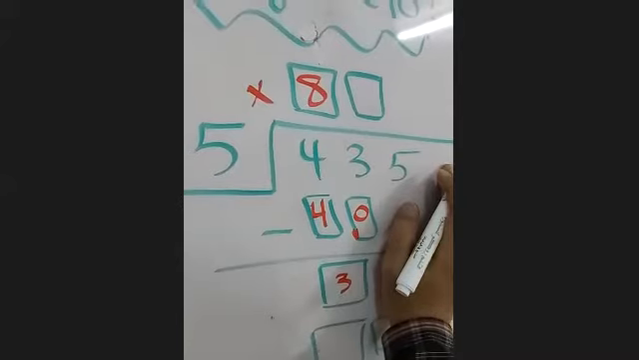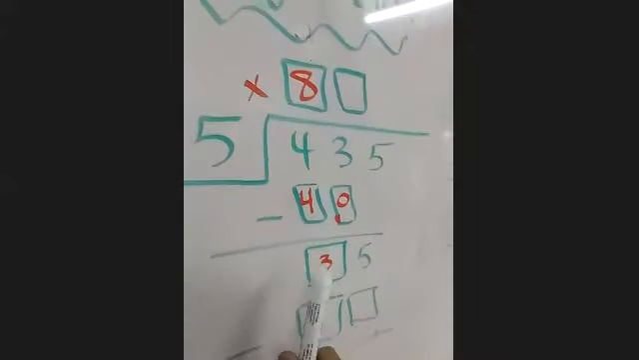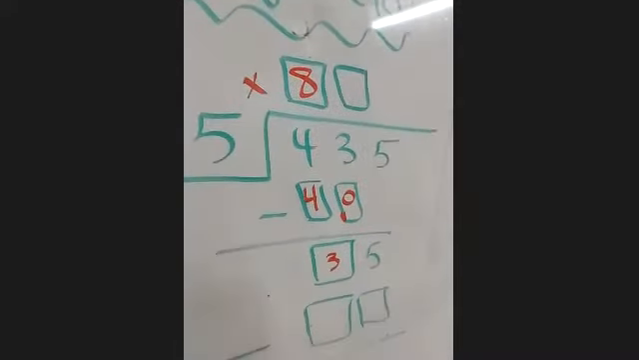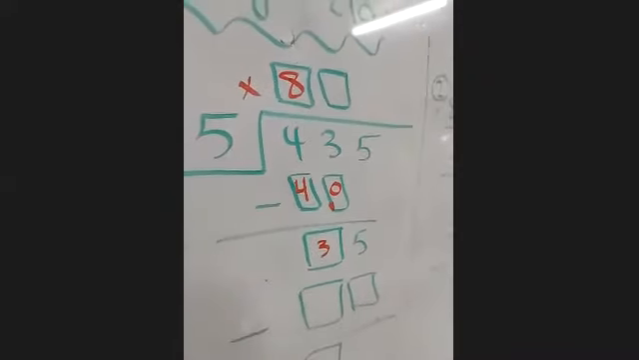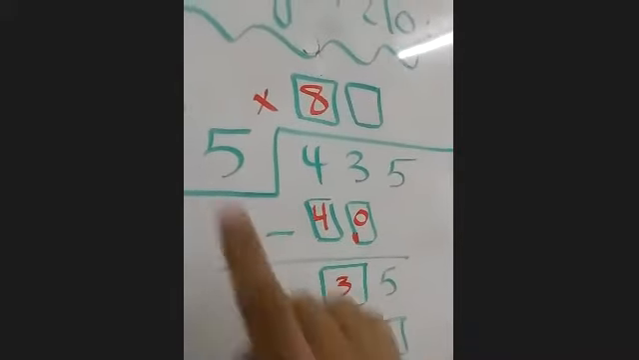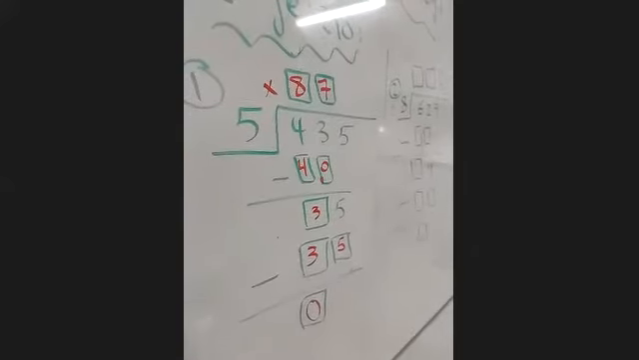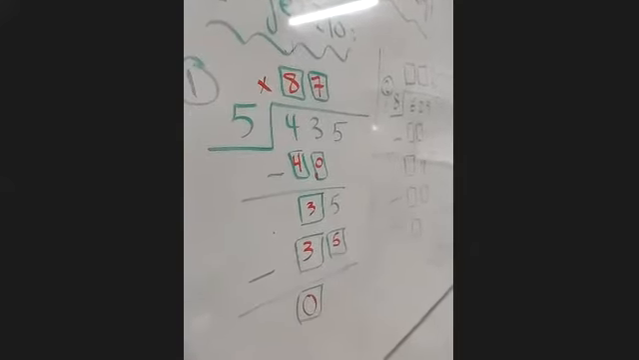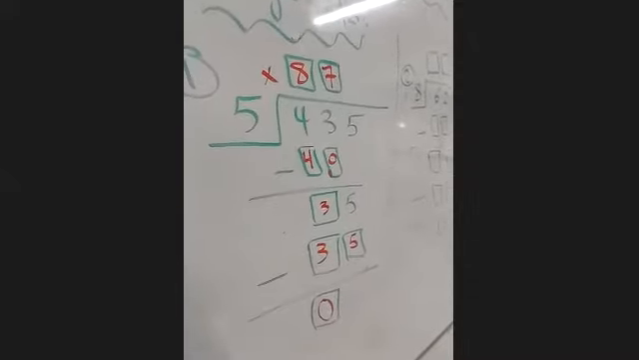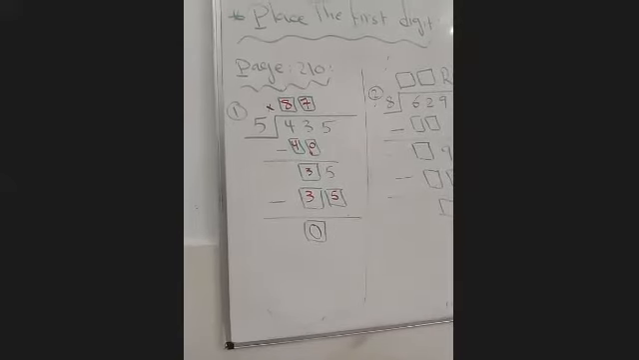Excellent boy. Because the 3 is less than 5, so my 8 is correct. Then we will put the 5 down, right? Now we have a new number, 35 divided by 5, how much? 7. Exactly, because 7 multiplied by 5 is 35. Now subtract, the answer is 0. So what's our quotient here? 87. Excellent, Kareem. Thank you. This is question one, guys. Fill the squares using your pencil, please.